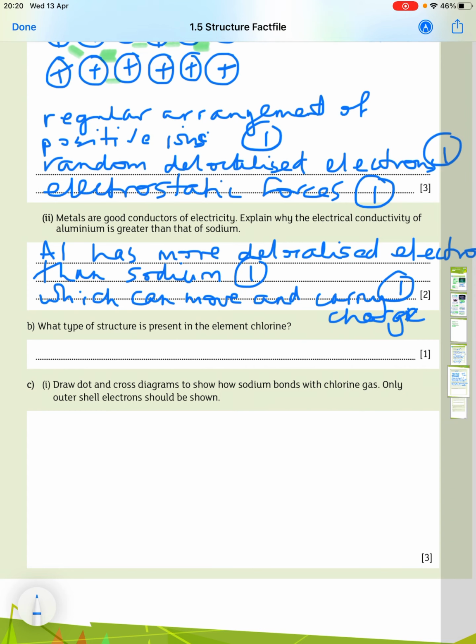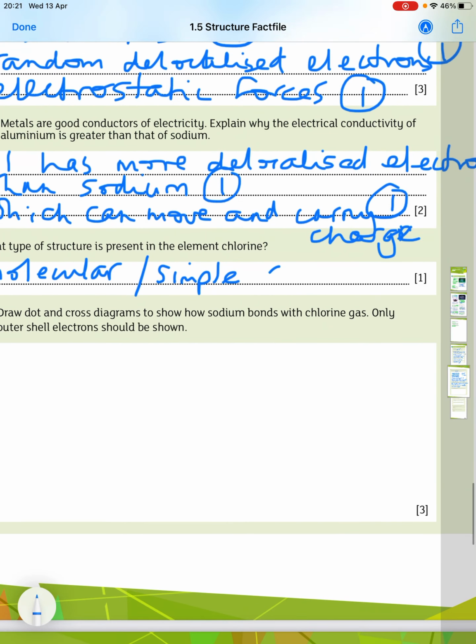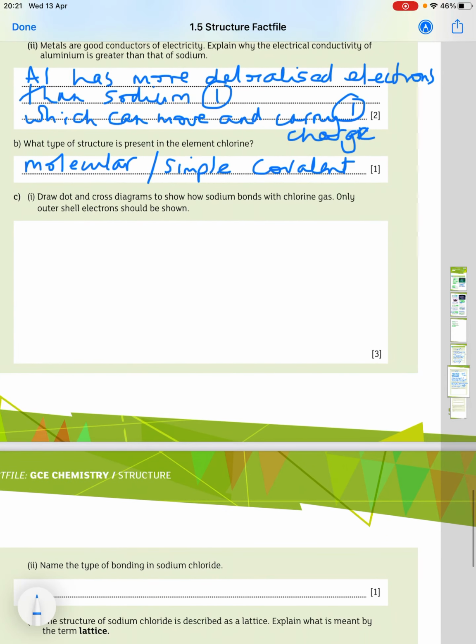And what type of structure is present in the element chlorine? So you want to say either that it's molecular or simple covalent. Like I said, molecular covalent or simple covalent, either will get you the marks.